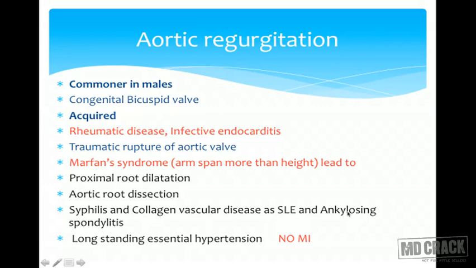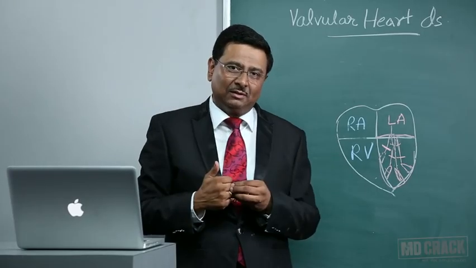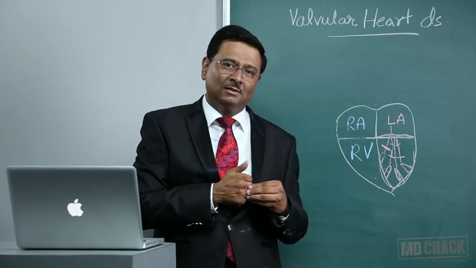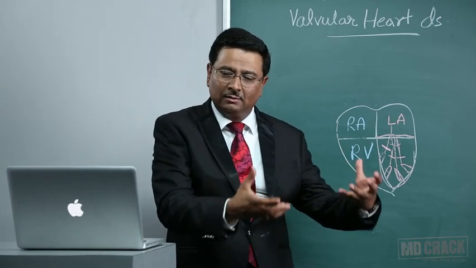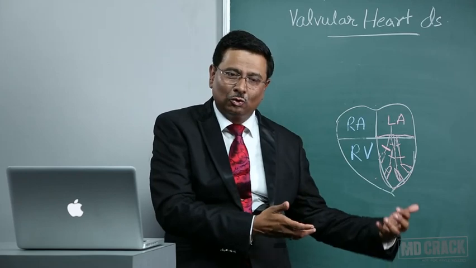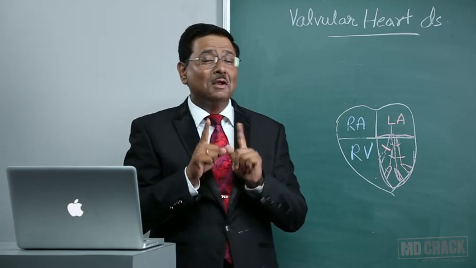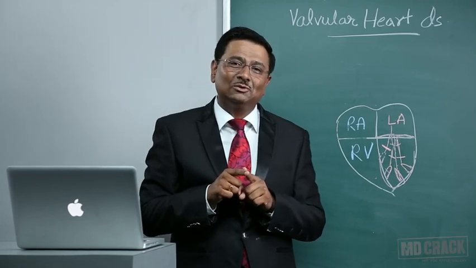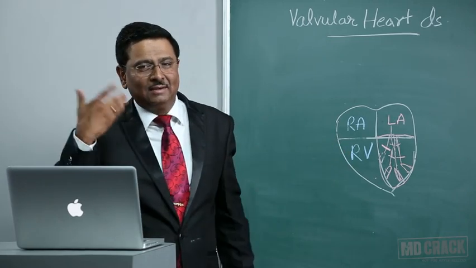Here you must be seeing in my slide, I have written no MI. I was forced to write this because when I was going through MCQs, I had seen n number of MCQs where they have quoted MI as one of the causes for aortic regurgitation, which is the negative answer, not the right answer. So please take note of this. All these conditions which I have told, congenital, acquired, rheumatic, traumatic, Marfan syndrome, are causes for aortic regurgitation. But please do remember, myocardial infarction per se doesn't give rise to aortic regurgitation. So this will definitely help you if coincidentally you get this MCQ.